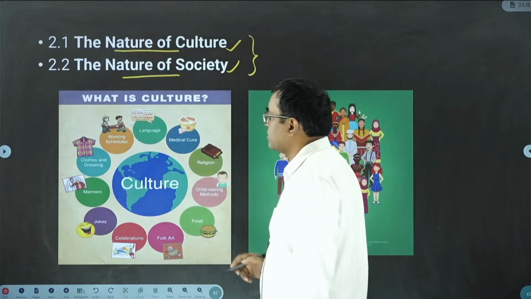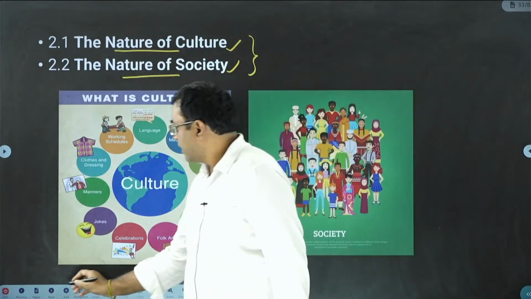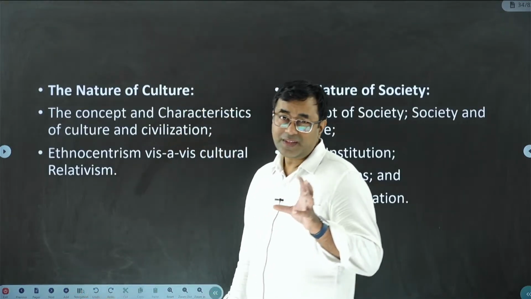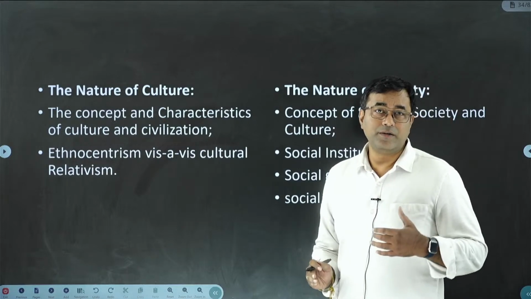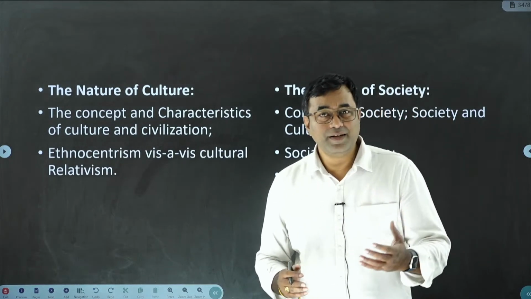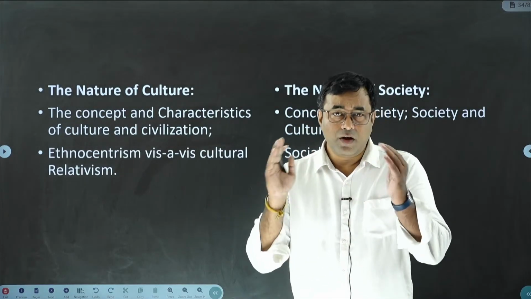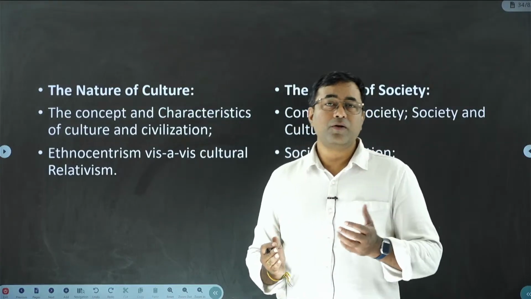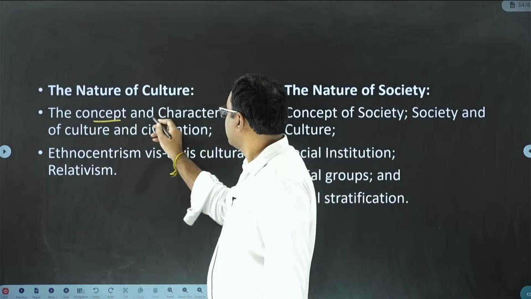Next one is about the nature of culture, and next is the nature of society. Culture and society are the two words given in the syllabus. Every society has culture. Beliefs, religion or family systems created by the people, all put together, we can call a culture. Here we can understand the concept of culture and its characteristics.